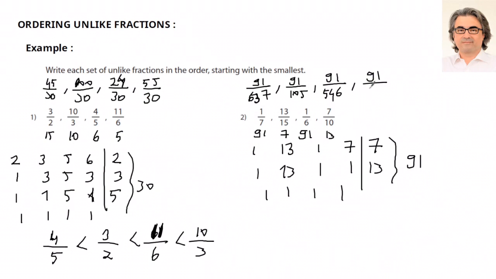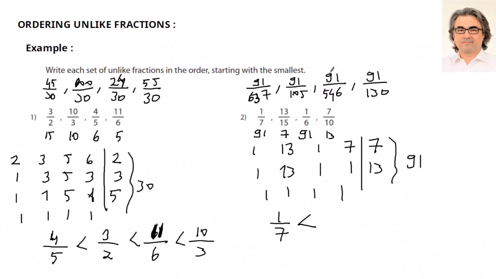10 times 13 is 130. Now, as you see in this question, the numerators are equal to each other. So, which is the smallest one? The smallest is the fraction whose denominator is the greatest. Which one? 637. So 1 over 7 should be the least one.